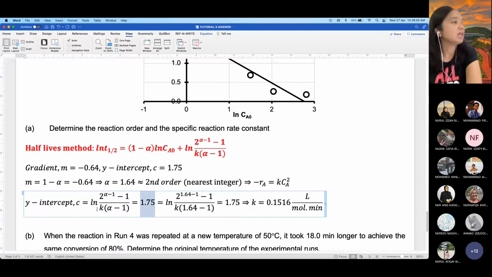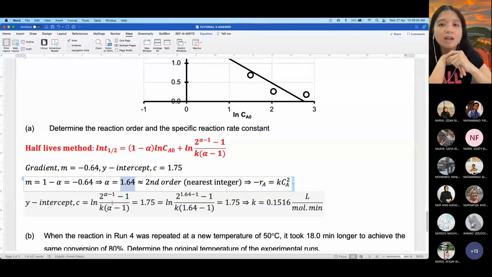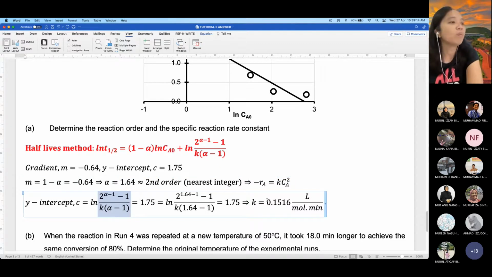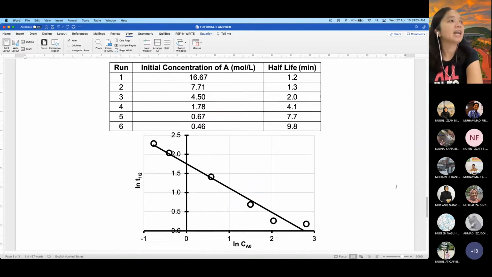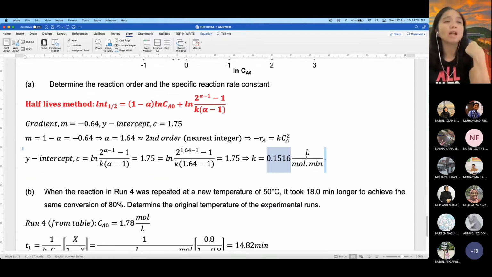Okay, dalam contoh ni, kamu dah tahu alpha kan? We know alpha is 1.64. So you replace your alpha, and you use the alpha before round up. Untuk pengiraan nak cari K ni, kita gunakan alpha yang sebelum kita round up to the nearest integer. So alpha is 1.64, and you are left only with K, right? So you can find your K. Your K is actually 0.1516. Because this is a second order reaction, the dimension is 1 per concentration time. From the experimental data, concentration is mole per liter and the unit for time is minute. Sebab tu dia jadi liter per mole minute, the unit for your value of K.